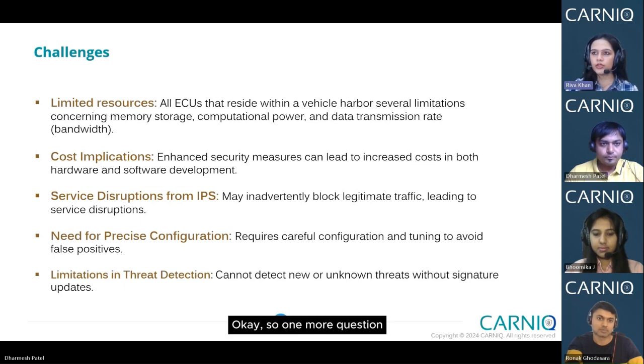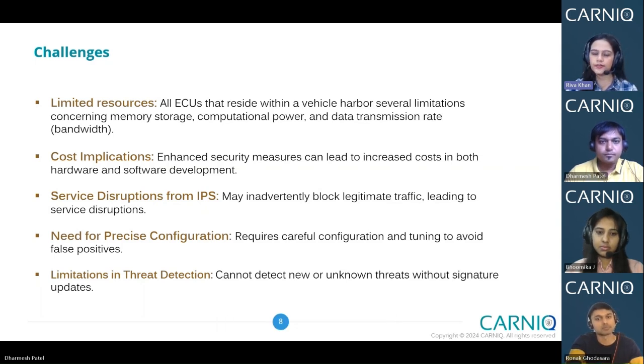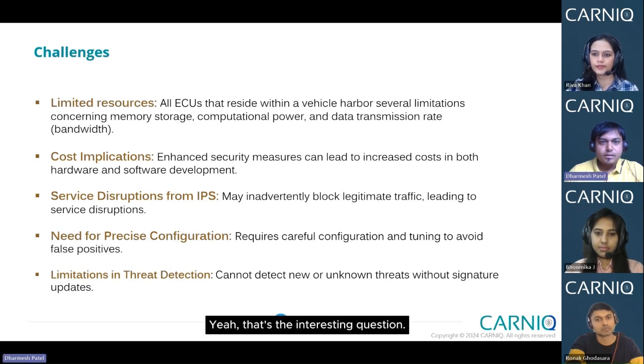Okay, one more question I have is, what are some of the future trends that we can see in automotive IPS technology? Yeah, that's an interesting question. Even if you search the web, an independent IPS system is currently very hard to find or implement, since it is mostly combined with the IDS. So, some of the future trends we can see in the IPS system.